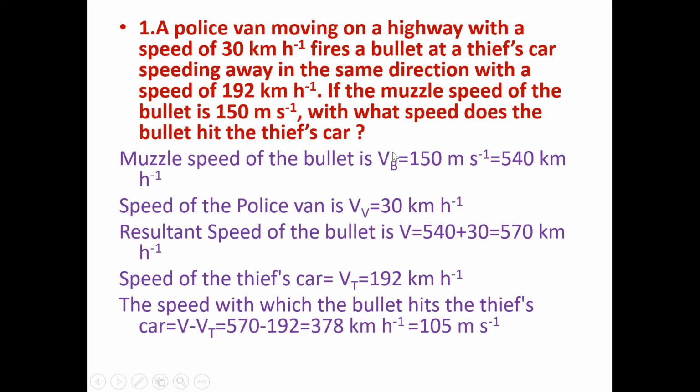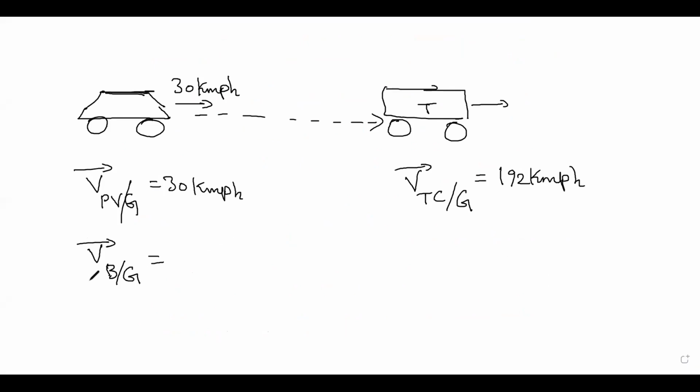Okay, that is 150 meters per second, the muzzle speed of the bullet. Muzzle speed of the bullet means the speed with which the bullet emerges from the pistol, the emerging velocity of the bullet. Almost it maintains the same velocity, 150 meters per second, up to a long distance. What they have given is that the muzzle speed of the bullet is with respect to ground only. So 150 meters per second.